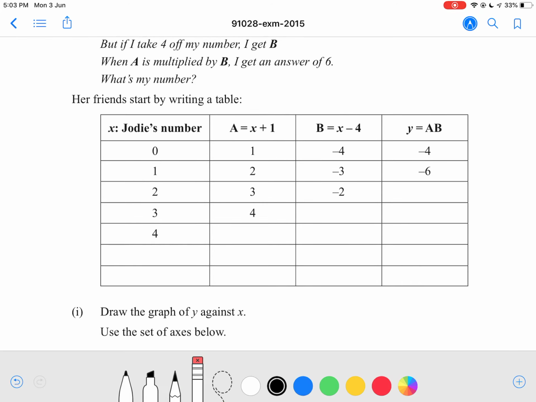So we're just going to complete the table. Okay, so basically a equals x plus 1, 4 plus 1 is 5. d equals x minus 4, 4 minus 4 is 0. 5 times anything, 0 times anything is 0, so that's also 0. Okay, so 3 minus 4 is negative 1. Negative 1 times 4 is negative 4. And we have negative 6 here.